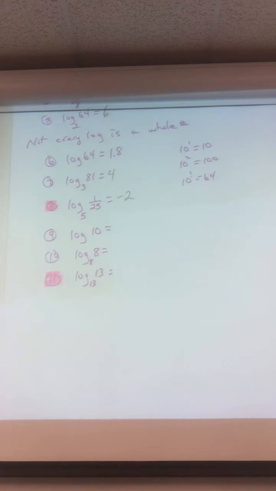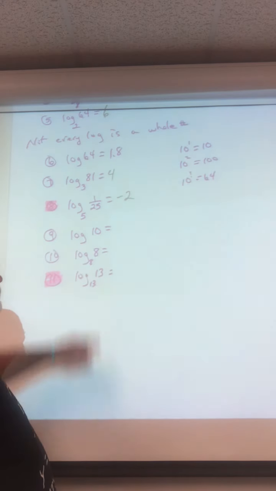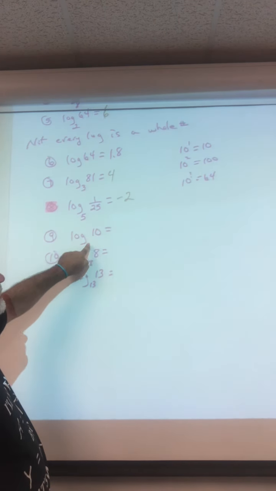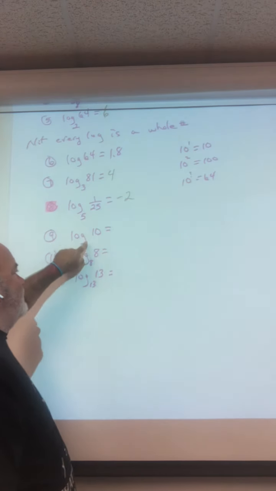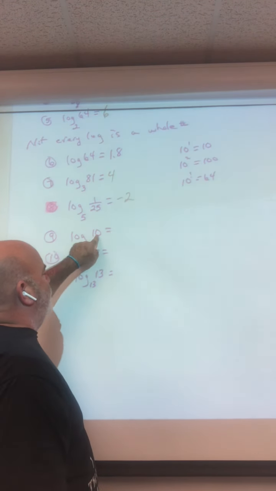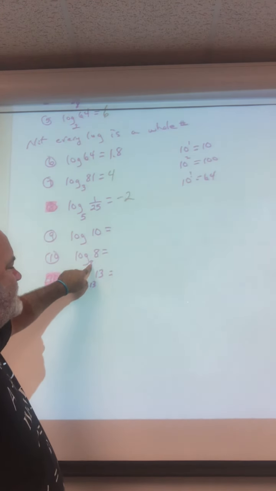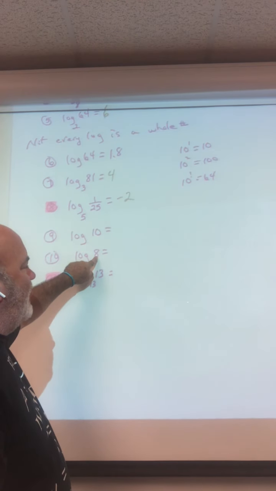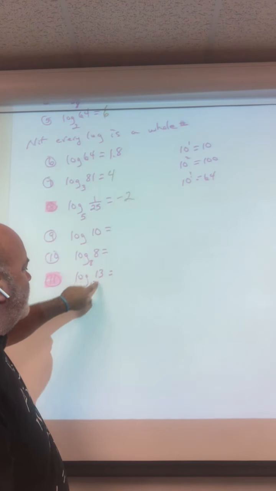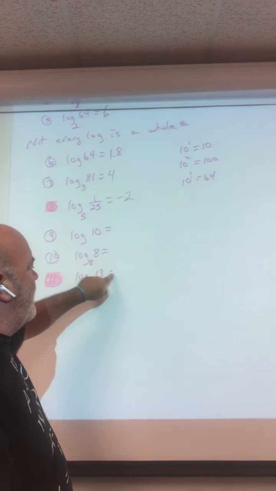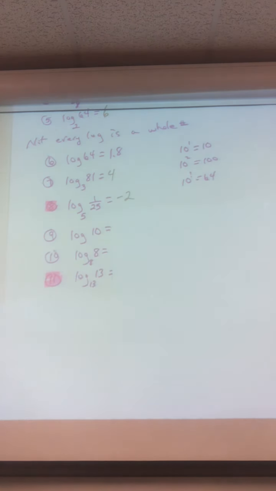Now, write these next 3 down together. We're going to do all 3 of these at one time. All right, let's do this one. The log of 10. So what's the base? 10. So if you take 10 to what power would give you 10? Well, 10 to the first power. The log of 8, base 8. 8 to what power would give you 8? 1. The log of 13, base 13, would be 13 to what power gives you 13? It would be 1. So the answer to all 3 of these is just simply 1.